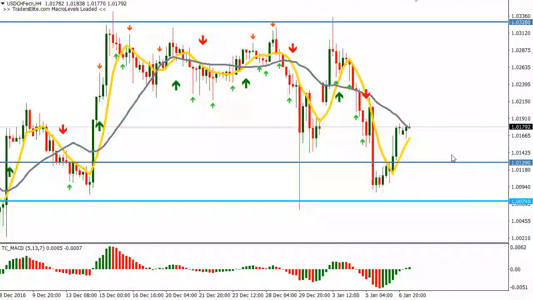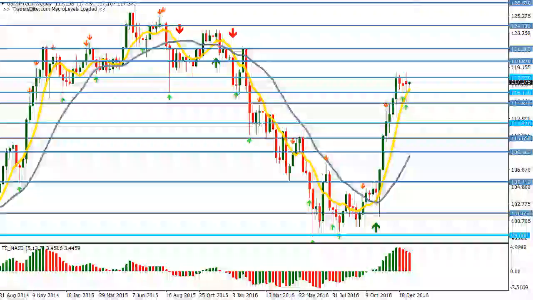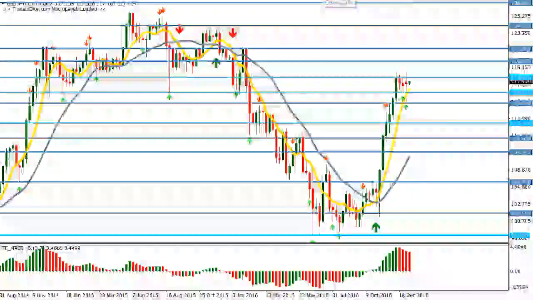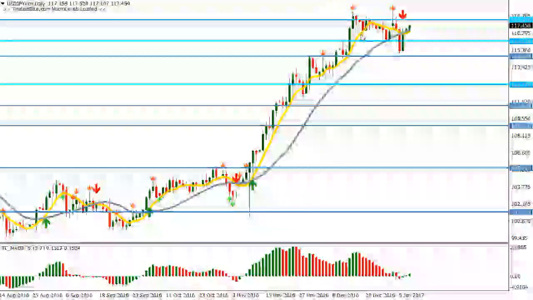There could be a good opportunity here to go long, but again, it depends on the price action at those particular levels. Dollar yen, we published a long trade last week. It's hit target 1. It's halfway to target 2, which is positioned just below this macro level here at 117.93. So weekly, very strong upward trend, as we see on pretty much all the yen trades.